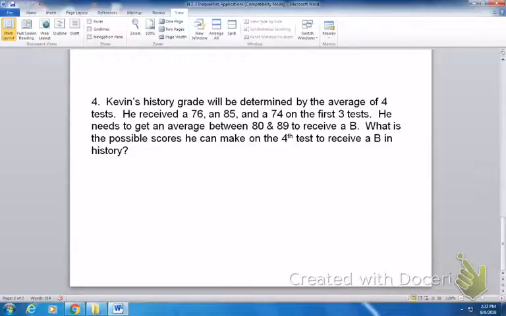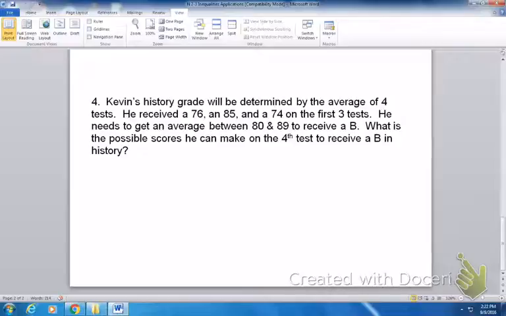Kevin's history grade will be determined by the average of 4 tests. He received a 76, an 85, and a 74 on the first 3 tests. He needs to get an average of between 80 and 89 to receive a B. What are the possible scores he can make on the 4th test to receive a B in history? Now, you're going to see this question fairly regularly throughout the year. You really need to pay attention to how we set it up.